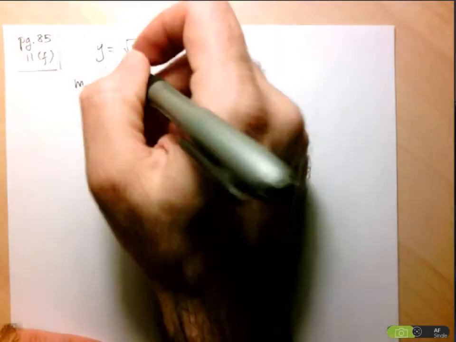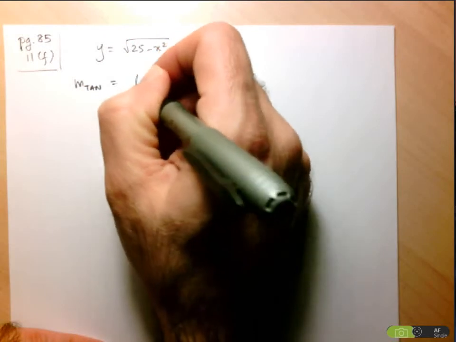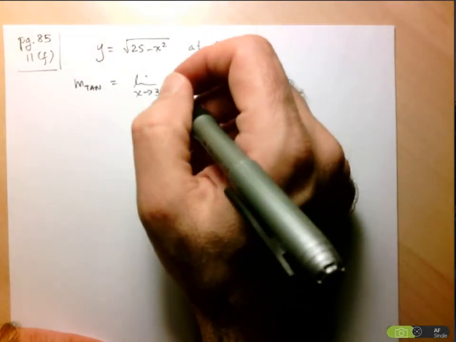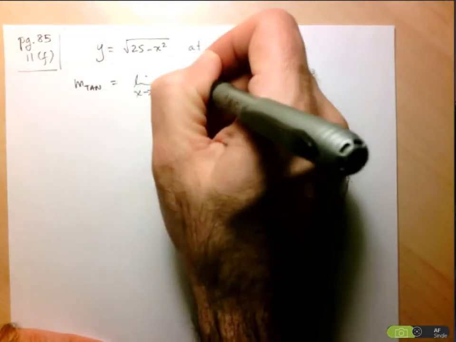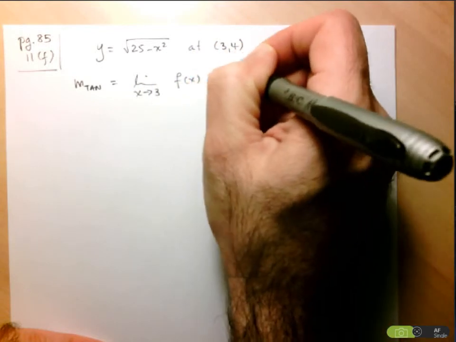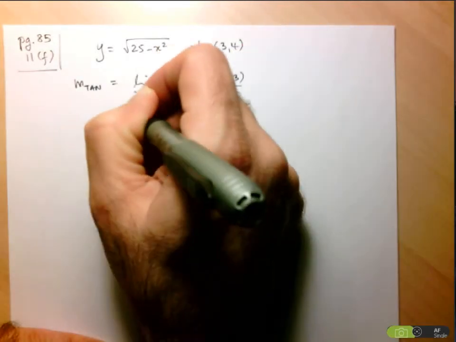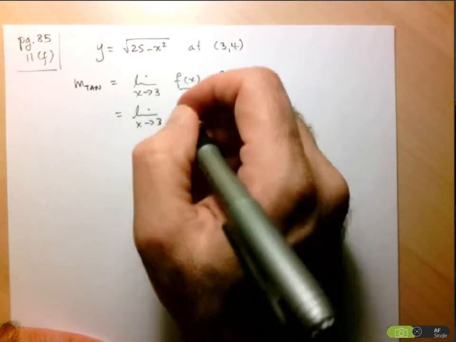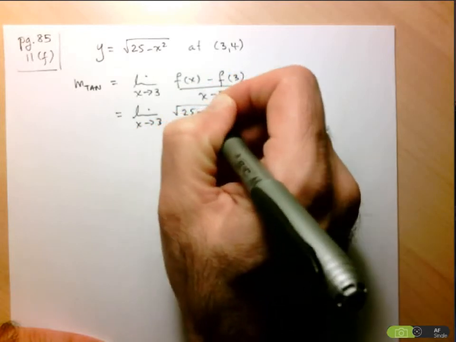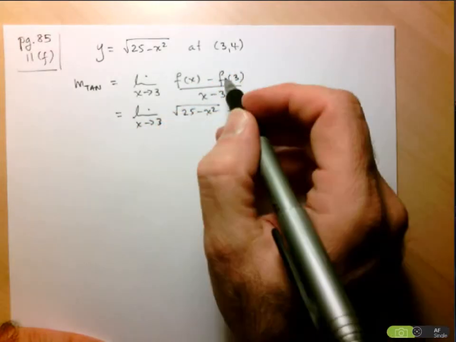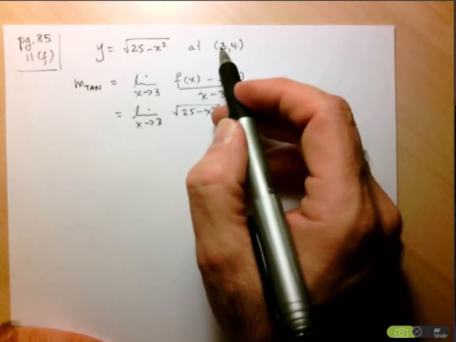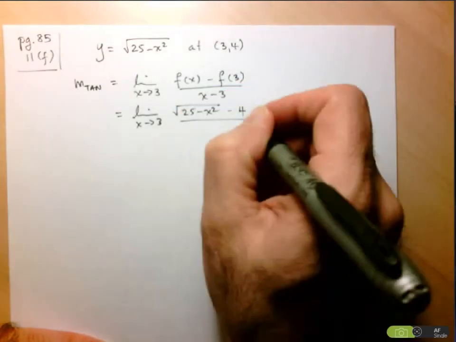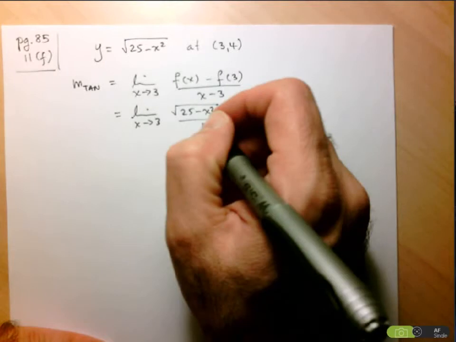That is equal to the limit as x approaches a, which in this case is 3. So the limit as x approaches 3 of, here, I'll write it out, f at x minus f at 3 over x minus 3. Now let's input all our information. f at x is just the square root of 25 minus x squared, and then subtract f at 3. In fact, I don't have to calculate it because they've given me the y value when x is equal to 3, so I know it's just equal to 4. That saves me a couple of seconds.